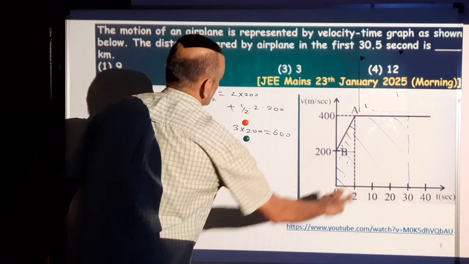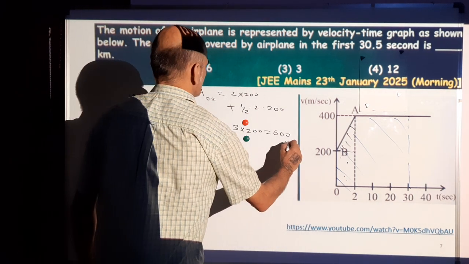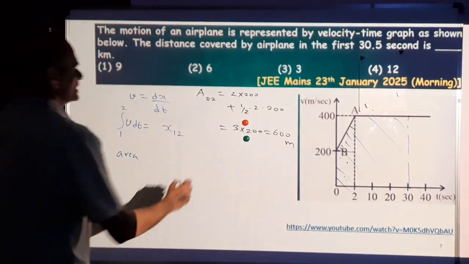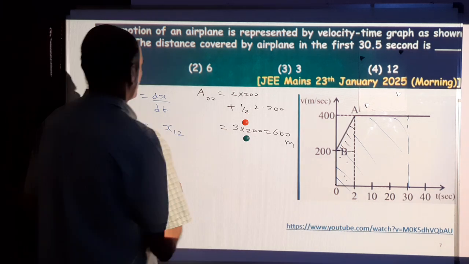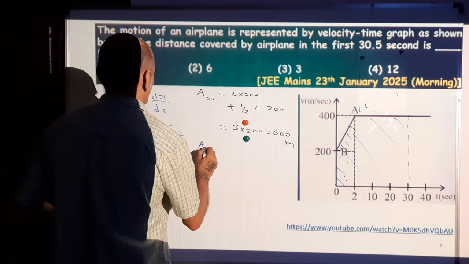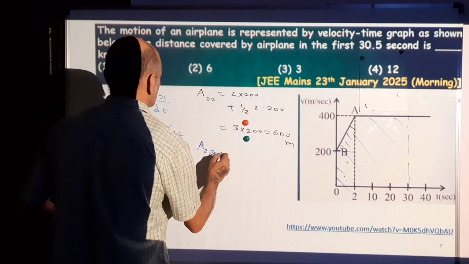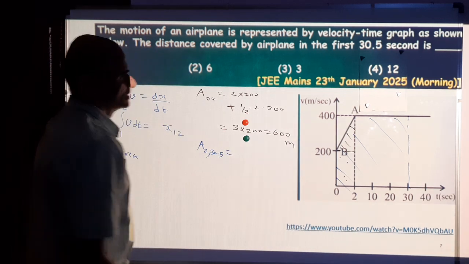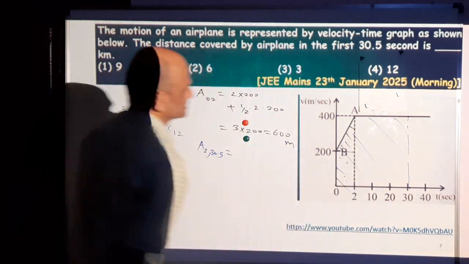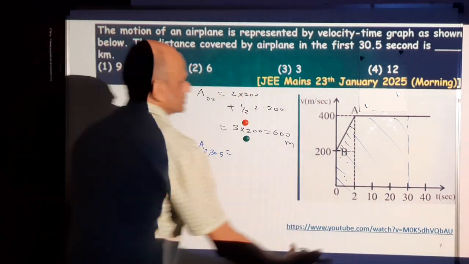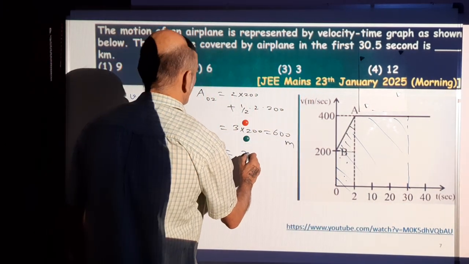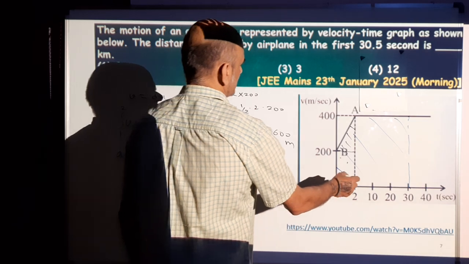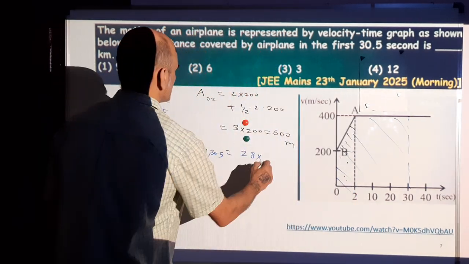Velocity is in meter per second and time is in second, so this will be meters. And then the area under the curve in the interval 2 to 30.5 seconds is this second rectangle. So this side of the rectangle is 28.5, and the height of the rectangle is from here to here, 400.